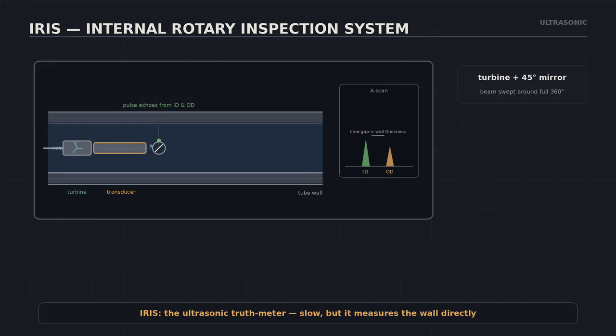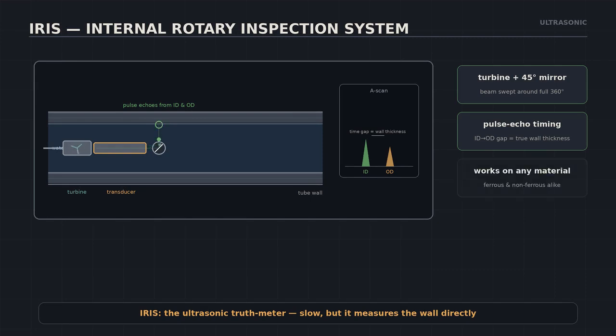And then there is the ultrasonic referee, IRIS, the internal rotary inspection system. The tube is flooded, and a probe carrying an ultrasonic transducer is pushed through. The water spins a tiny turbine, which rotates a 45-degree mirror, sweeping the sound beam around the full circumference. The pulse travels along the tube, the mirror turns it 90 degrees into the wall, and the echoes return, one from the inside surface, one from the outside. The time between them is the true wall thickness, direct, absolute, on any material.